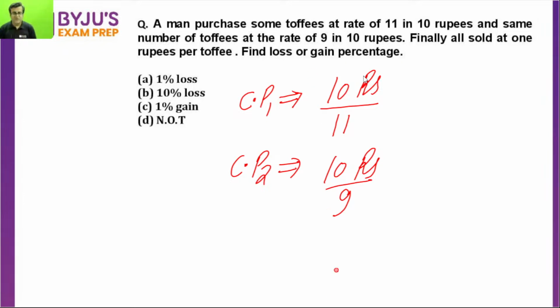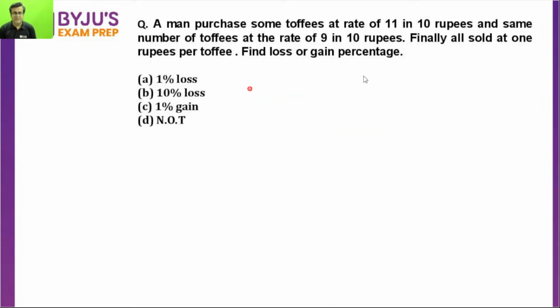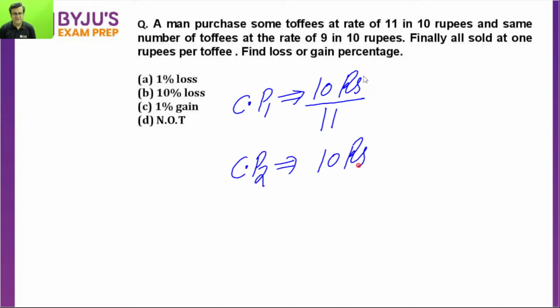Okay, that's great. Now come to the question again. The question is saying the man purchased some toffees at the rate of 11 and 10 rupees. So there are two cost prices. The first cost price is 10 rupees for 11 articles. Then the second cost price is 10 rupees for 9 articles.